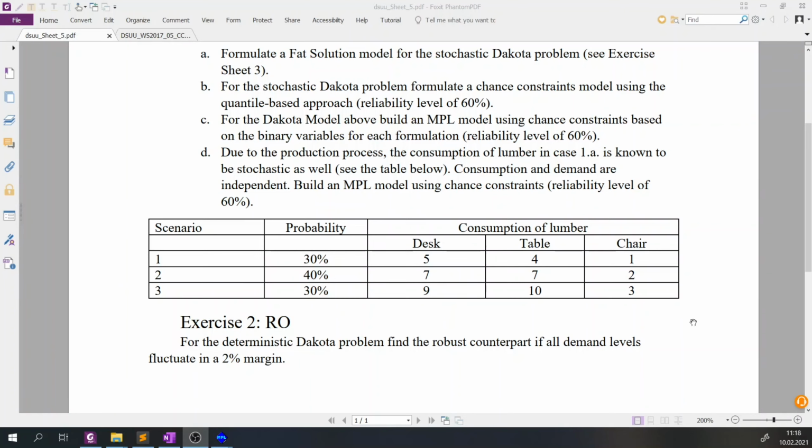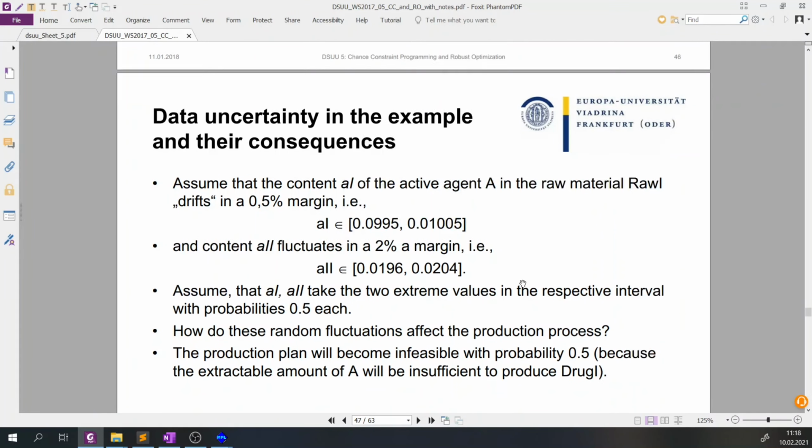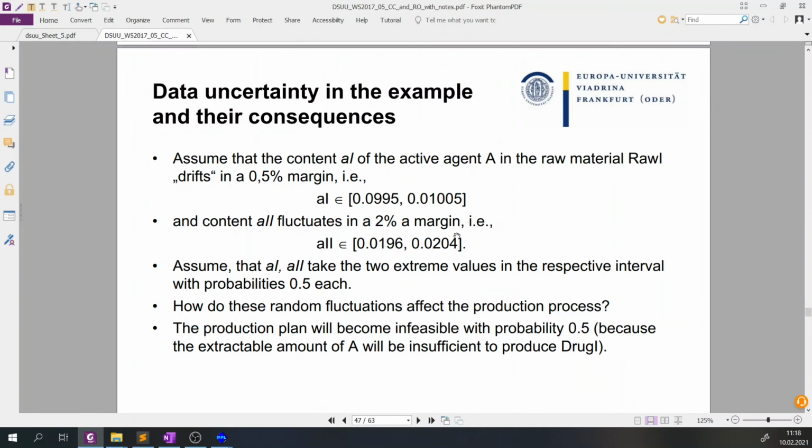In exercise 2, we are asked to look at the robust optimization, or rather have some intuitive understanding of the robust optimization. In the lecture, you have lots of details. What is the idea of robust optimization?